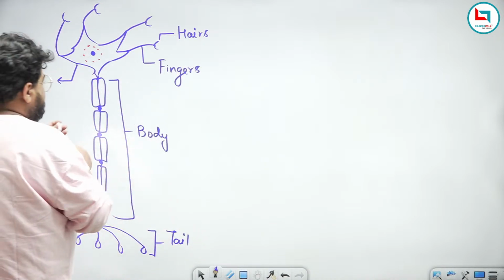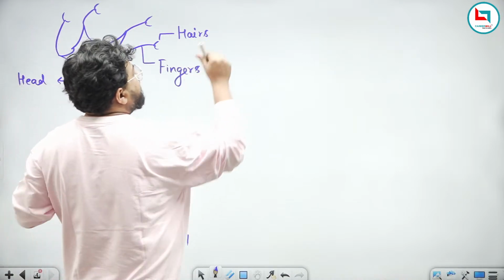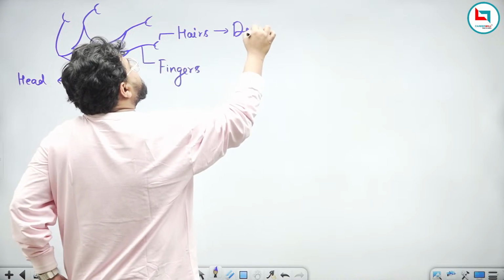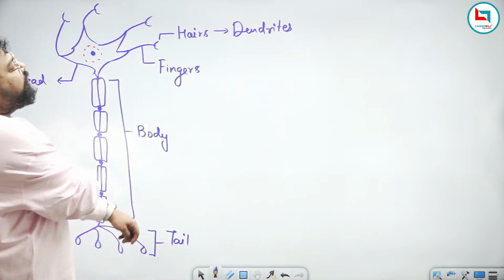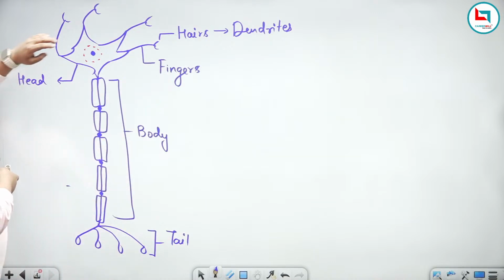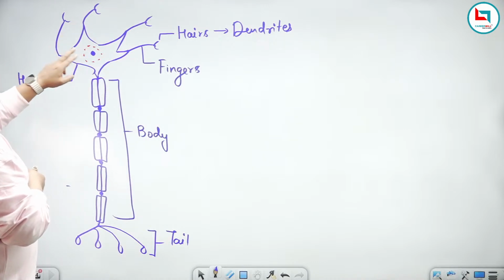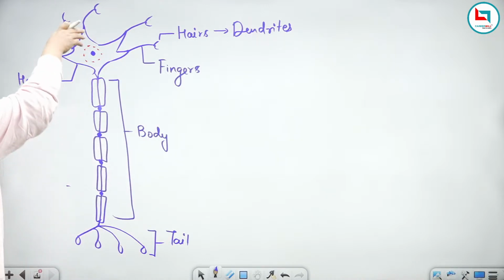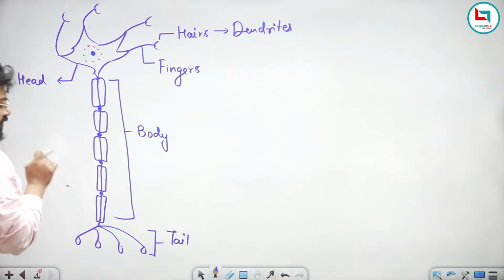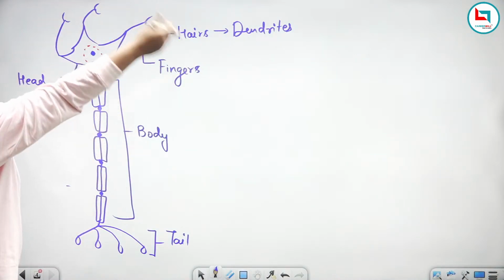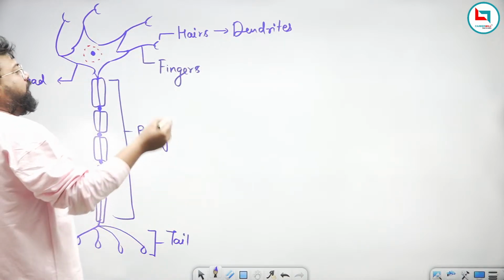So these hair-like structures in the neuron are said to be dendrites, and these dendrites are the first to receive electrical signals from a particular organ, and they transmit this signal through these fingers. Then this signal goes inside this head, and from this head the signal gets transferred to the body, and from the body it is transferred to the tail, and from the tail it gets transferred to the next neuron. So this is the signal transduction pathway of a neuron.